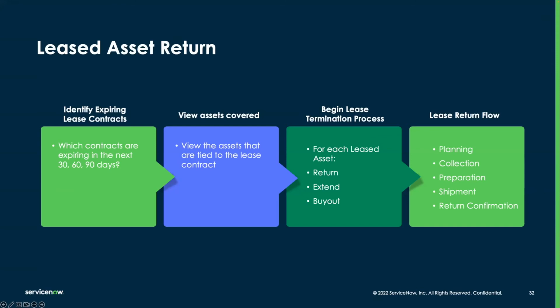So how do we go about returning a leased asset? Well, we first need to identify those lease contracts that are expiring and view the assets that are covered under the lease contract. ServiceNow will send notifications 30, 60, 90 days before a contract expires. And once we have that proper contract and assets covered, we can then begin that lease termination process and that lease return flow.